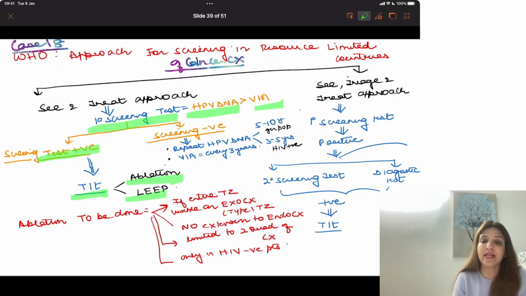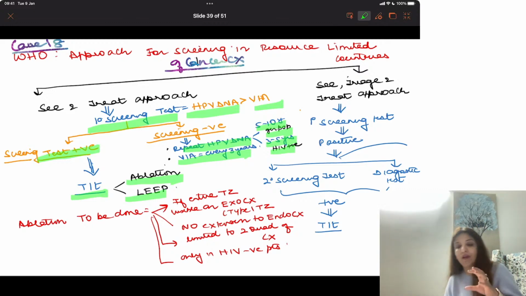Right? If screening test is negative, then you have to repeat HPV DNA after every 5 to 10 years in general population, after every 3 to 5 years in HIV positive females, and VIA if you are doing, then after every 3 years you have to repeat VIA if screening comes out to be negative.